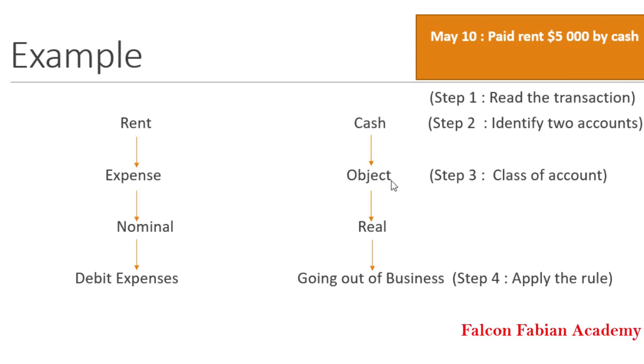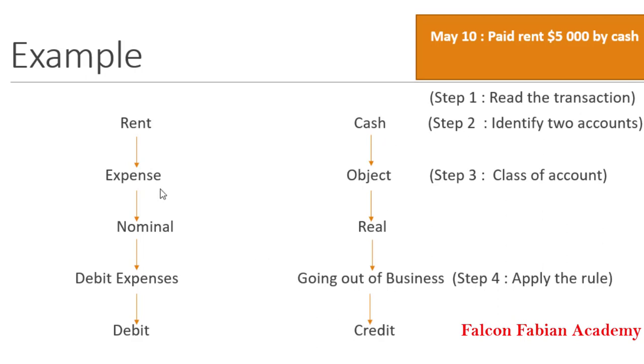Now we are talking about assets here. So cash is an asset, therefore it comes under the category real account, and it is going out of the business because we are paying rent. So we are paying rent and cash is going out of the business. So we are going to debit rent and credit cash.